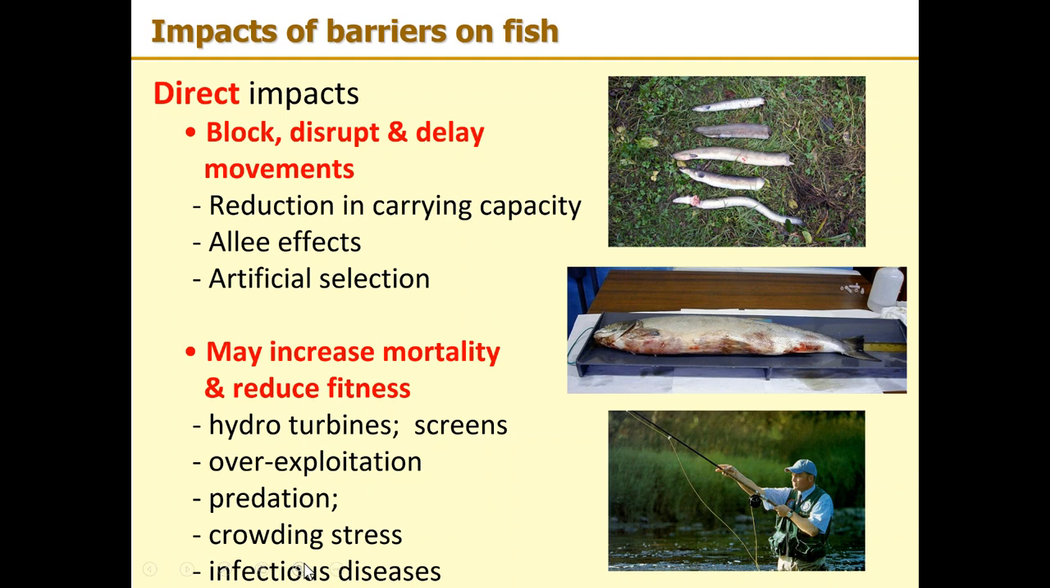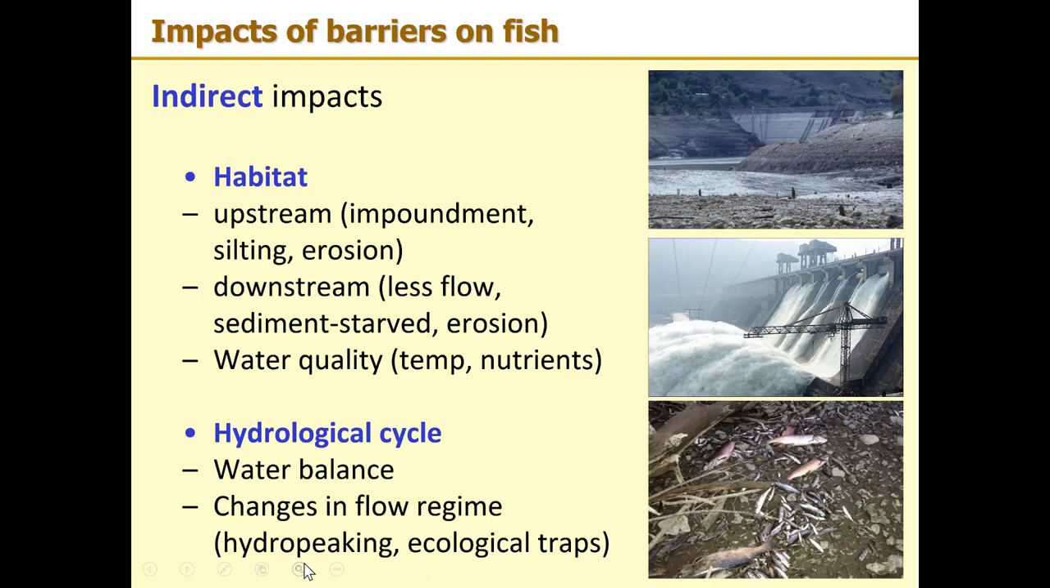Indirect impacts are also perhaps very important as well, and that of course will include the impoundment and the loss of habitat, which occurs both upstream and downstream of large dams. Dams are built for a reason, and the reason is because they draw water. So in most cases, you're going to find that a stretch of river is going to be devoid of the natural flow regime, and very often these stretches are going to be sediment starved, which may lead to substantial erosion.